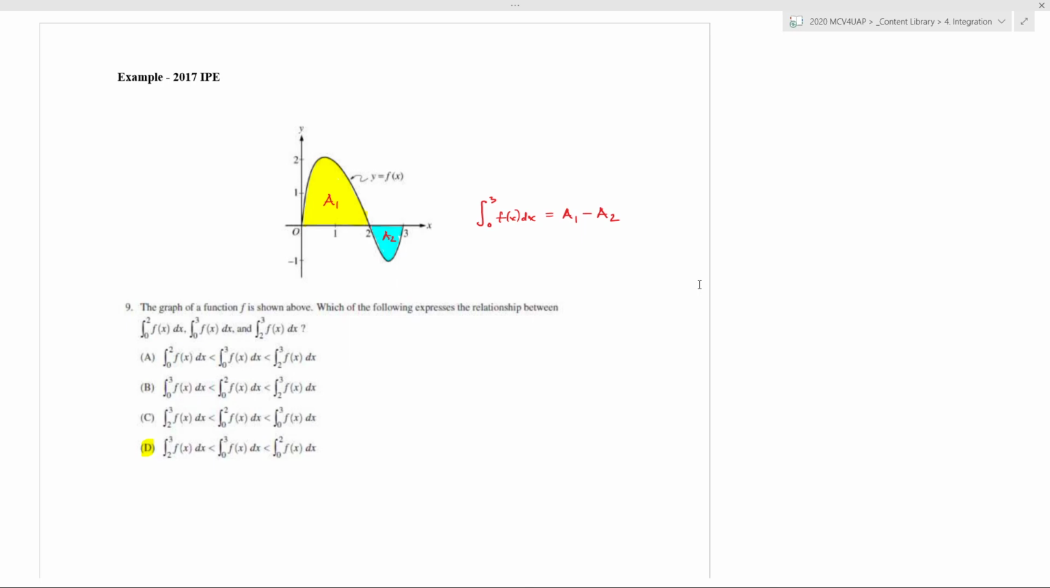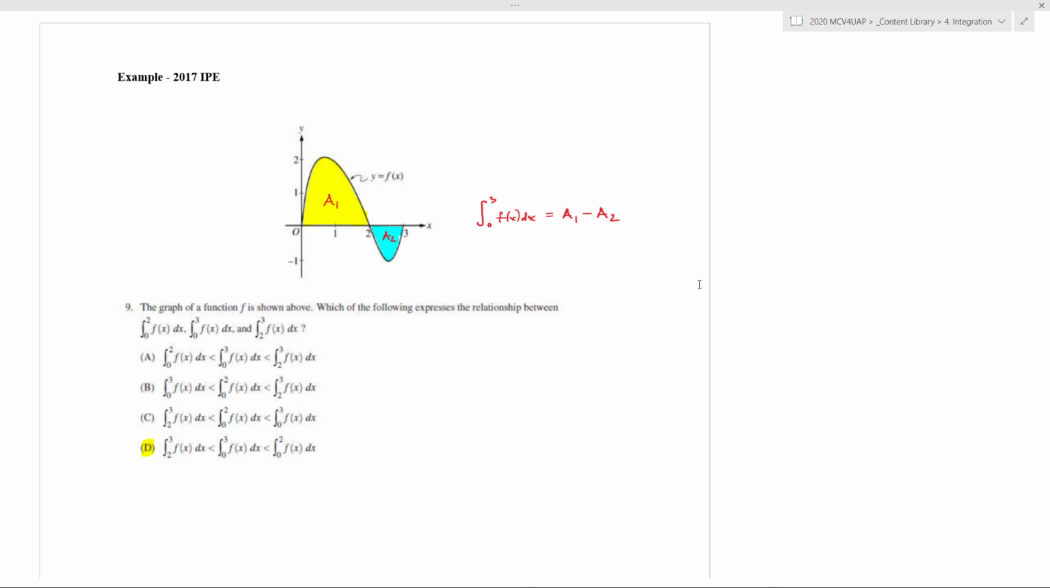So, which of those three integrals would be the largest? The yellow, the blue, or the net area where you take A1 and you subtract A2? Well, obviously, the yellow one is larger than the blue, and the yellow one will also be larger than the integral from 0 to 3, where you're taking A1 and subtracting A2. So the integral from 0 to 2 is the largest.